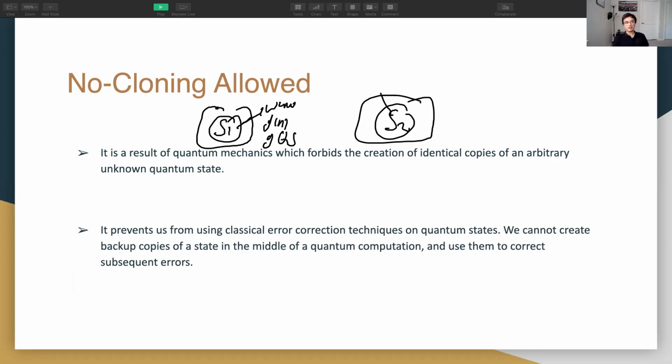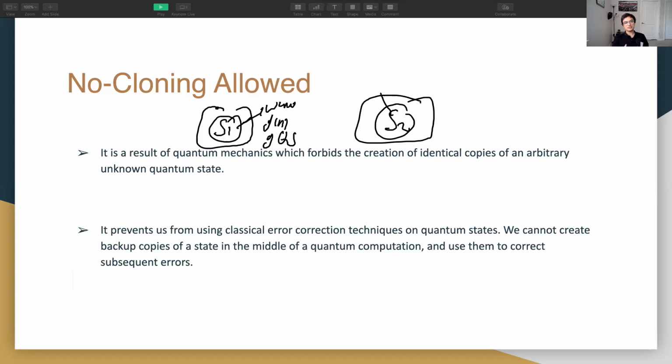The second thing it says is that when we are running our quantum algorithm and doing the measurement at the end, we can't save checkpoints of our quantum state in between. What we used to do in our classical systems was save our intermediate states so that we can do error correction, and if something goes wrong, we can just start from the latest checkpoint. But this principle prevents us from using those classical error correction techniques on quantum states. We cannot create backup copies of a state in the middle of a quantum computation and use them to correct the subsequent errors.